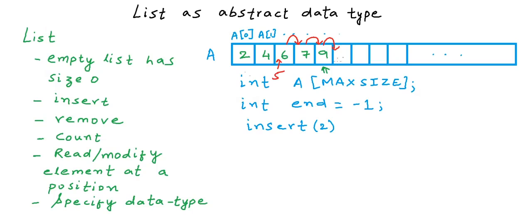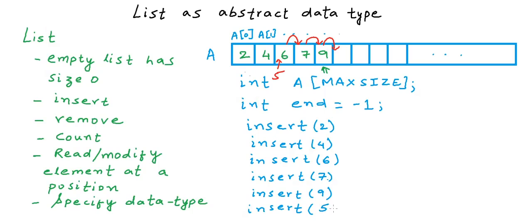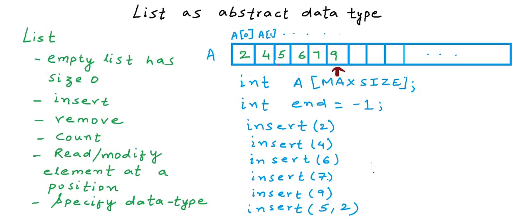Okay, I just inserted some elements into the list. Let me also write the function calls for these. Let's say we went in this order. We inserted 2, then we inserted 4, and then in the end we are inserting 5, and we will also give the position at which we want to insert. This insert with 2 arguments would be the call to insert an element at a particular position. After all these insertions, this is what the list will look like. This arrow here marks the end of the list in the array.